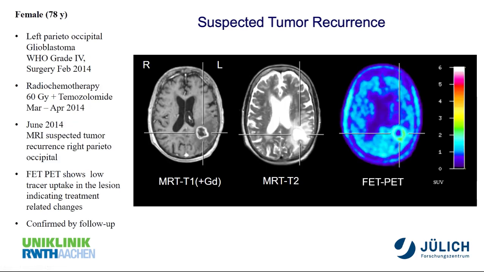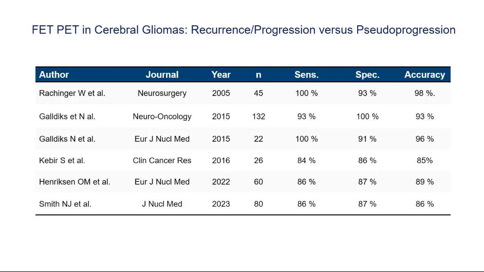This 78-year-old patient was operated for a glioblastoma of the left parietal lobe. She then also received radiation therapy with 60 Gray and chemotherapy with temozolomide. The MRI check 4 months later revealed a ring-shaped contrast enhancement, which was suspicious for a recurrence. FET PET, however, showed low tracer uptake, indicating post-therapeutic changes. This diagnosis was confirmed by further follow-up of the patient.